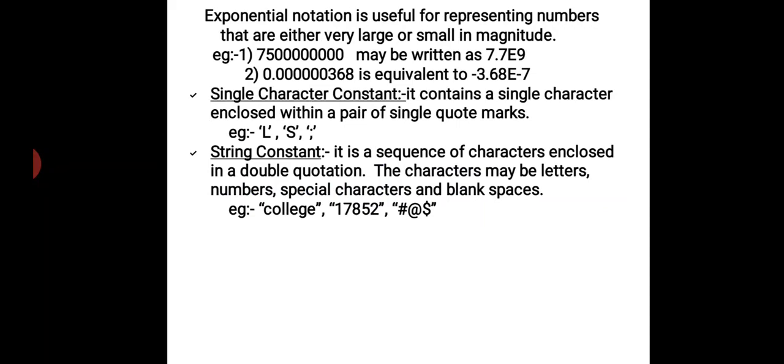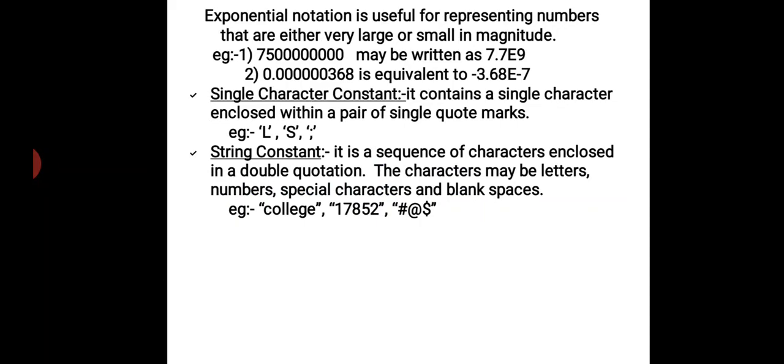Okay, next one is single character constant. It contains a single character enclosed within a pair of single quote marks. Example: 'L'. Above, the single quote marks enclose L. Another one is 'S'. Next one is a special character. Same, that is called single character constant.